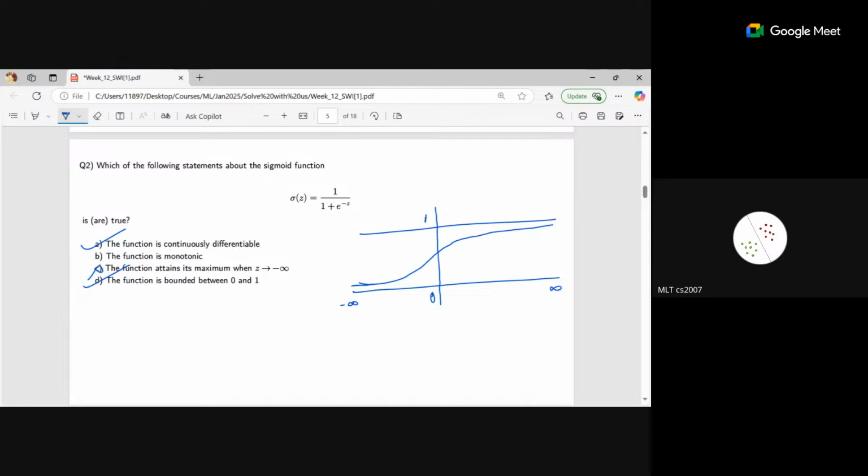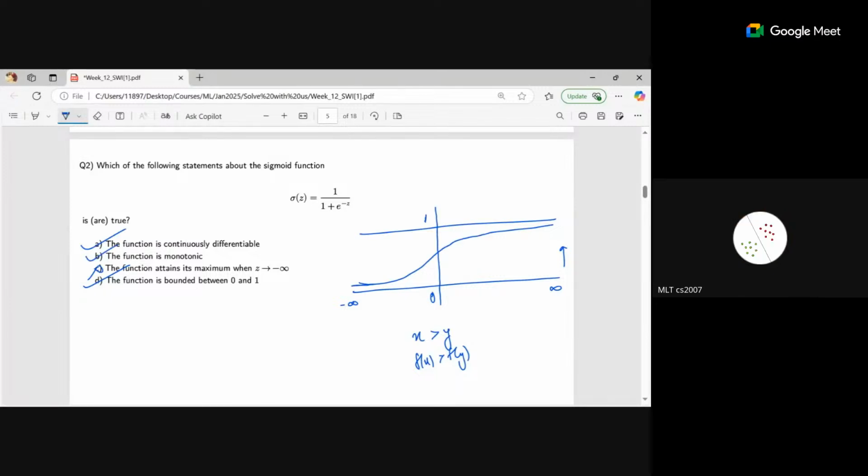The function is monotonic. So what do we mean by a monotonic function? Strictly increasing or decreasing. If x is greater than y, f of x should be greater than f of y, or vice versa. If x is less than y, f of x should be less than f of y, right? Then this should be monotonic. Yes, because we can see here that as the value of z is increasing, the sigmoid function is also increasing. The value is increasing between 0 and 1, right? Correct. So the function is also monotonic.